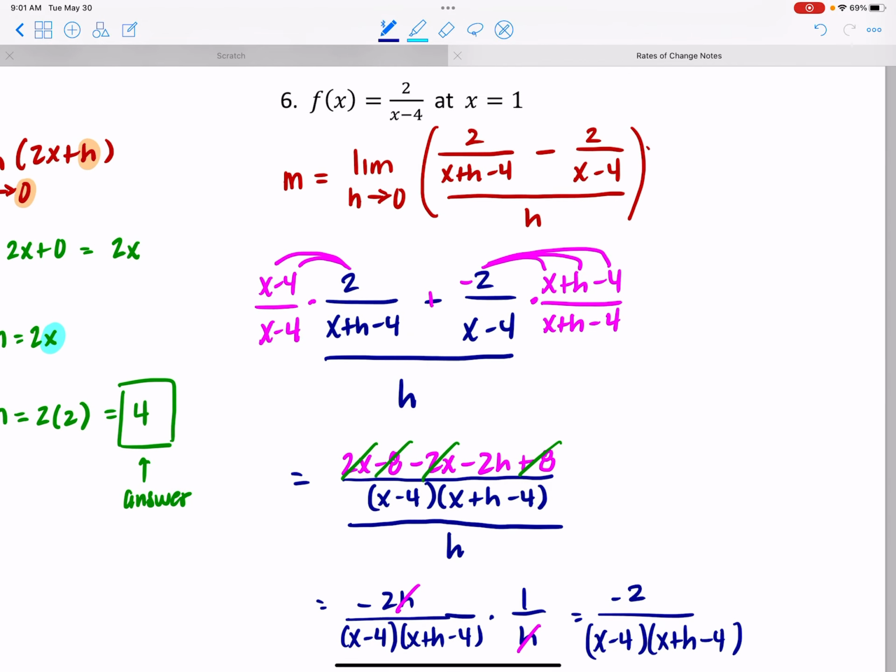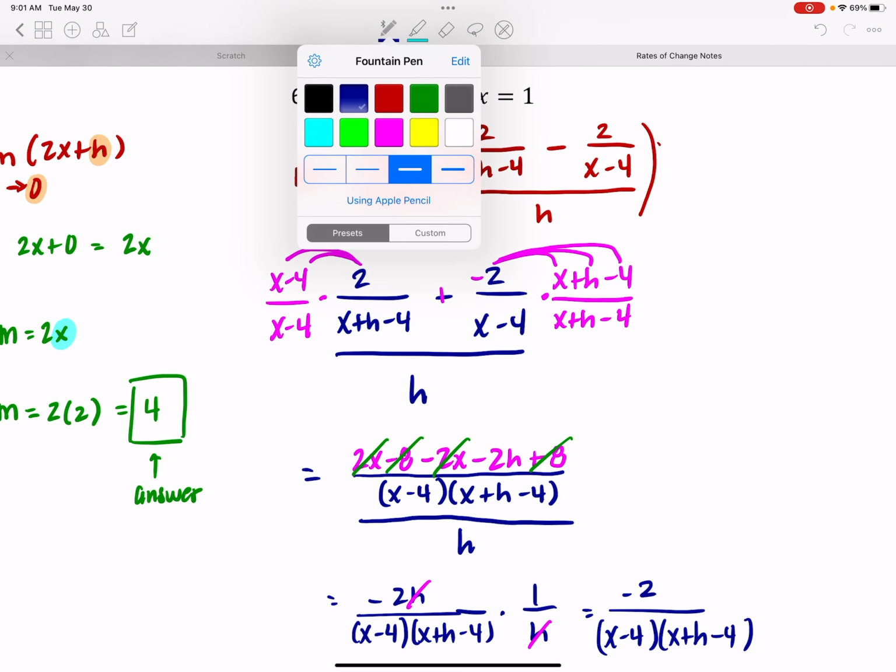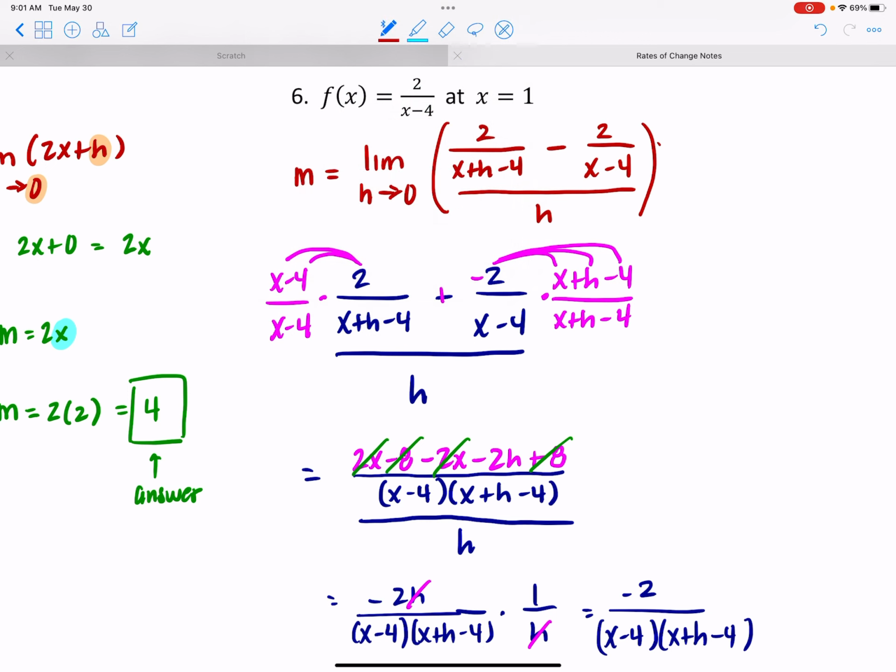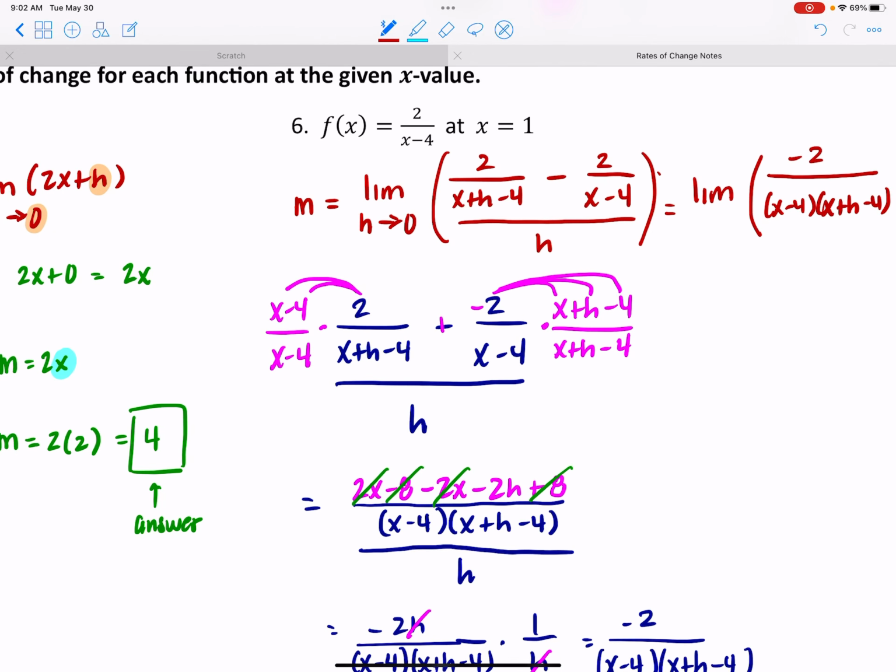So now let me go back to this, and I probably should have written smaller, sorry. This means now I want to find the limit of my new function. My difference quotient is going to be negative 2 over x minus 4, x plus h minus 4. There we go. Find this limit as h approaches 0.